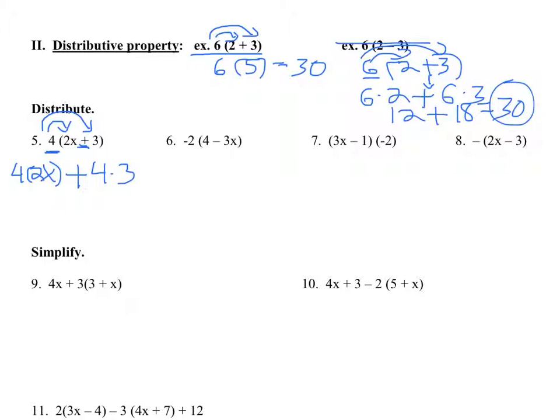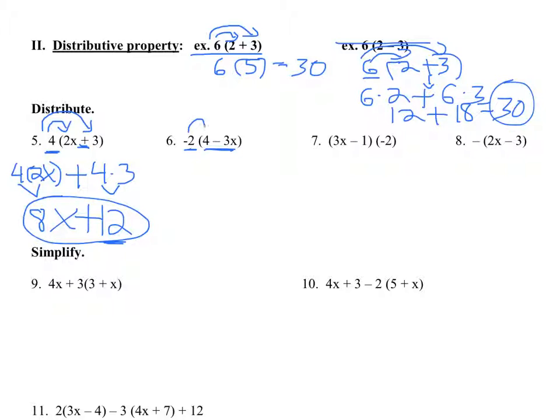Okay, then when I multiply them, 4 times 2x is 8x. And 4 times 3 is 12. Okay, then we're done because I can't add the 12 to the 8x because this 12 does not have an x. So it's just 8x plus 12. Okay, we do 6. Well, I know I can't combine 4 minus 3x. So to get rid of those parentheses, I'm going to distribute this negative 2.